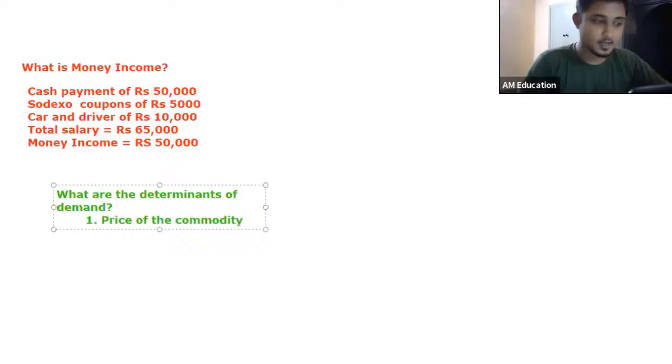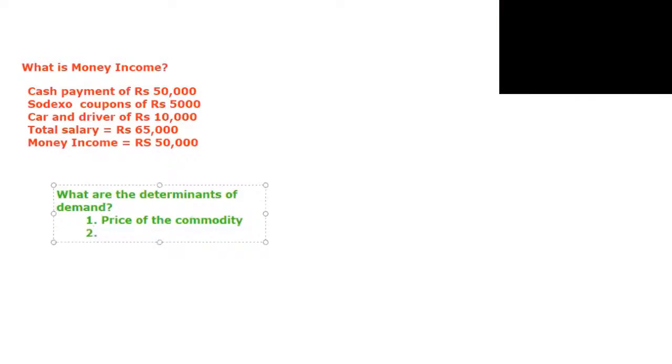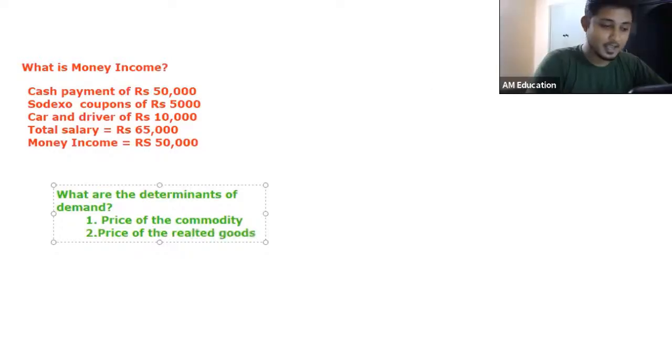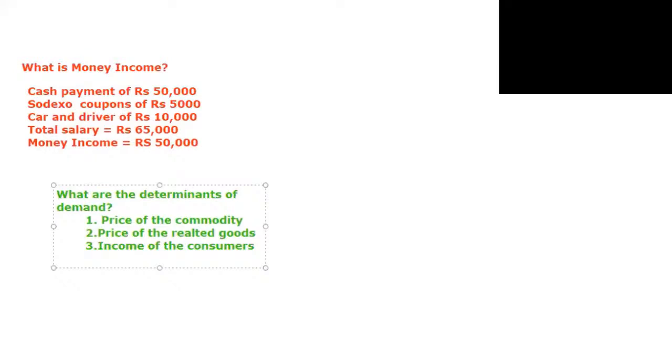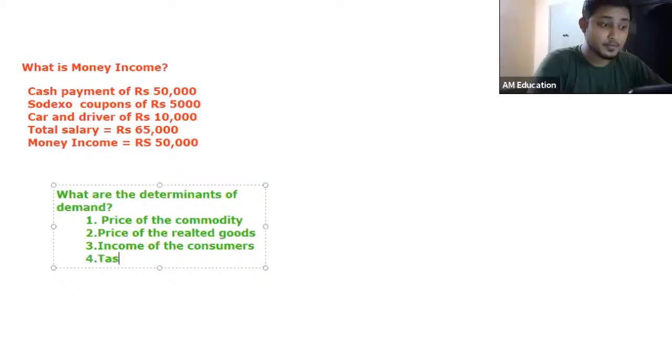Okay, next. Income of the consumer. Related goods. Yep. And then we had income of the consumers, and taste and preferences. Yeah, taste and preferences also impact the demand for any good, right? Taste and preferences of the consumers.